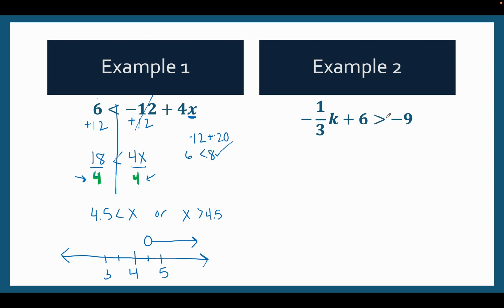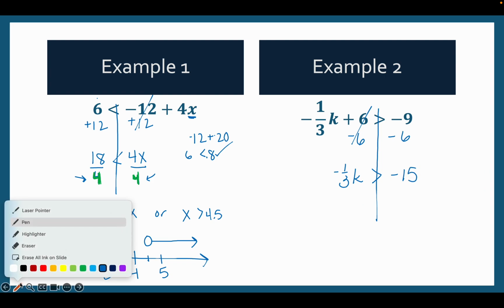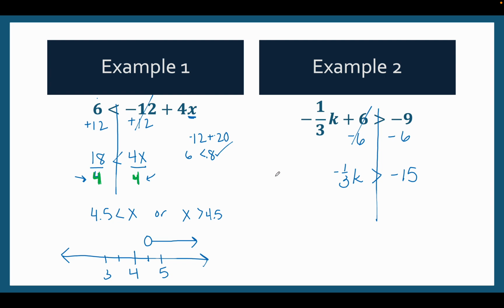In example 2, we will subtract 6 from both sides, as we normally would do solving an equation. Now we have negative 1/3 k is greater than negative 15. Now, when we solve this, we will be multiplying both sides by a negative 3/1. If you like to put the ones here, you can.